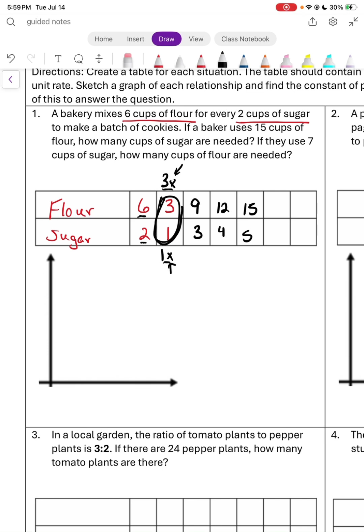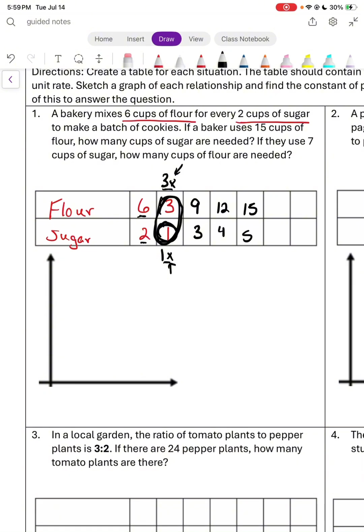Now this ratio here, the 3 and 1, since you are comparing it to 1, is called a unit rate or a unit ratio. The word unit means 1. So anytime you're comparing with the number 1, how many flours for 1 sugar, that's going to be, again, called a unit rate or a unit ratio. So let's finish filling this out.